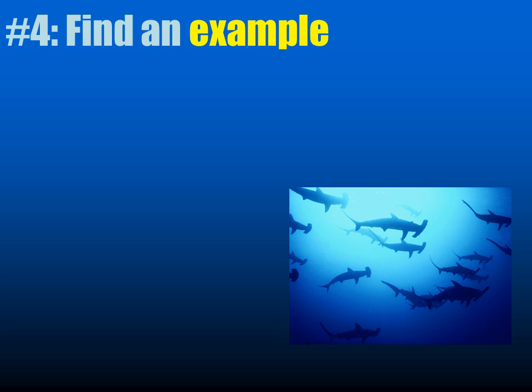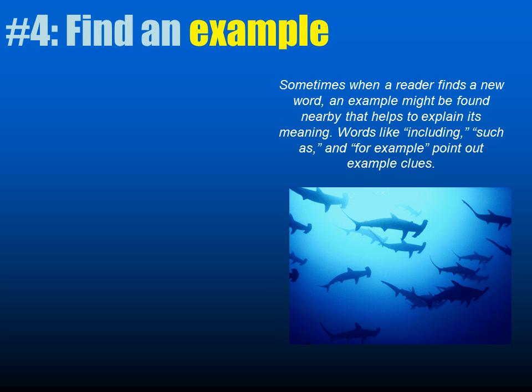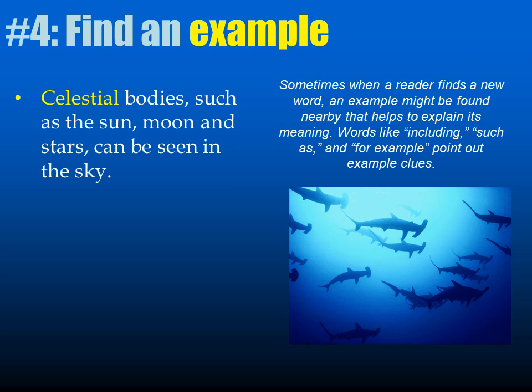The fourth context clue is to look for an example. Sometimes when a reader finds a new word, an example might be found nearby that helps to explain its meaning. Words like including, such as, and for example point out example clues. Celestial bodies such as the sun, moon, and stars can be seen in the sky. Examples of celestial include sun, moon, and stars. So I can figure out that celestial has something to do with those things in the sky.